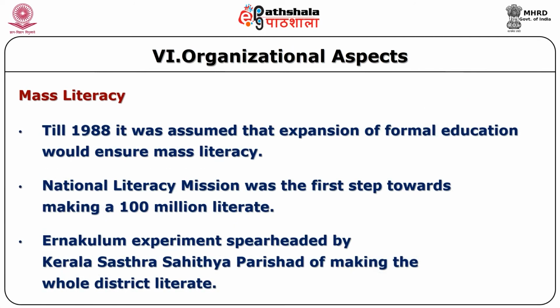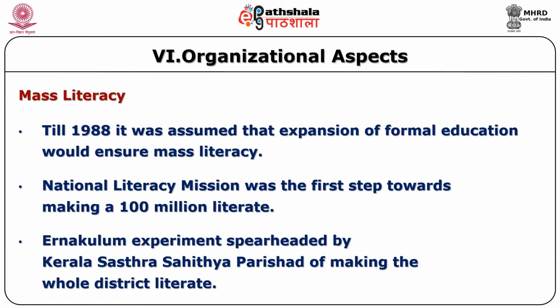Mass literacy started from 1988 onwards, and it was assumed that the expansion of formal education would ensure mass literacy, that there should be primary education. That was the contention of many academicians. They said if formal education or primary education would reach out to people, there would be no need of such literacy programs.